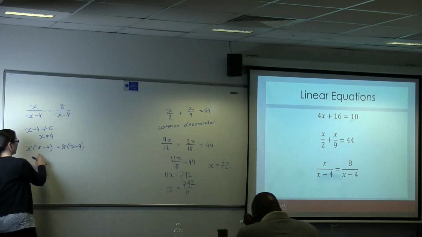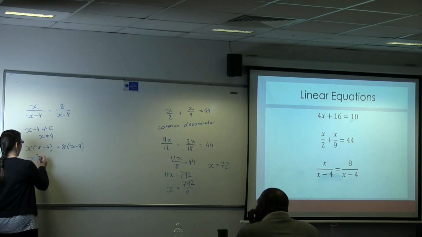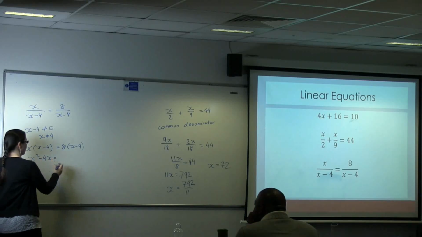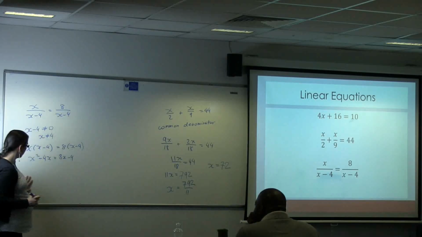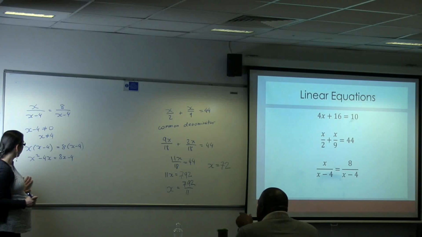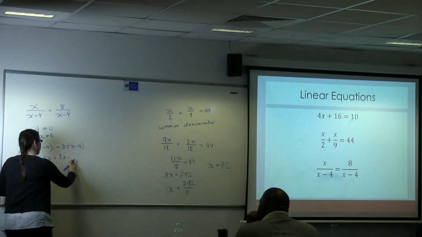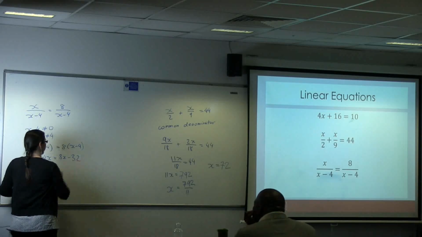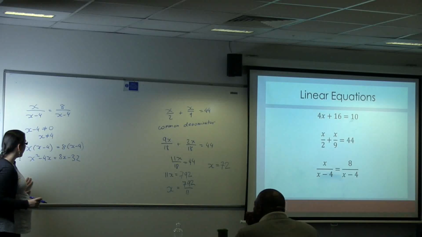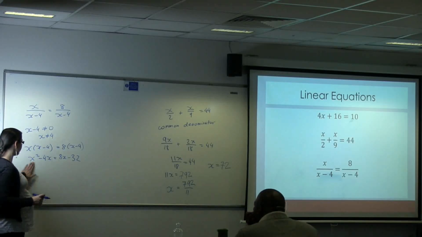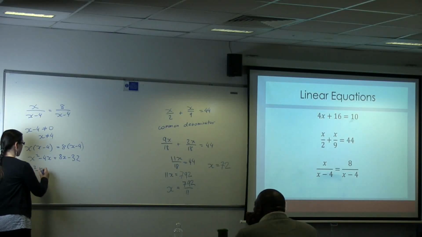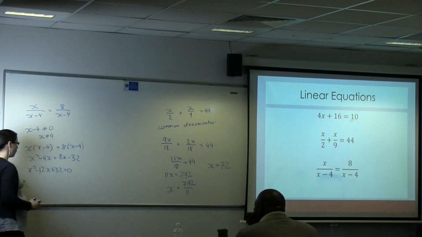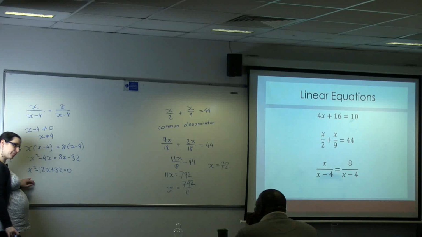And multiply the brackets out. X squared minus 4x equals 8x minus 4. 32. 4 times 8 is 32. Okay, and what's going on now? I ended up with x squared minus 12x plus 32 being equal to 0. I've got a quadratic in here.